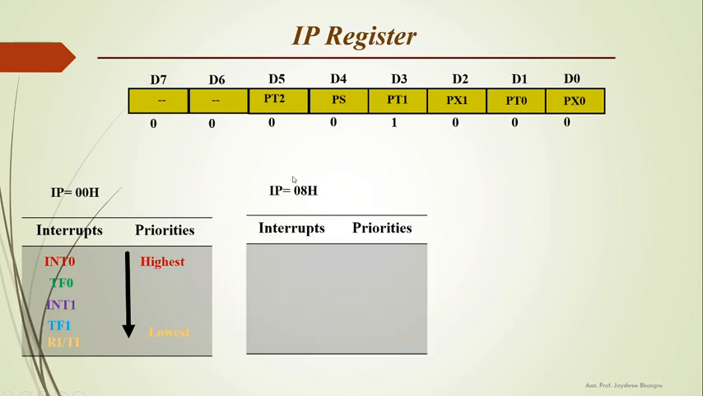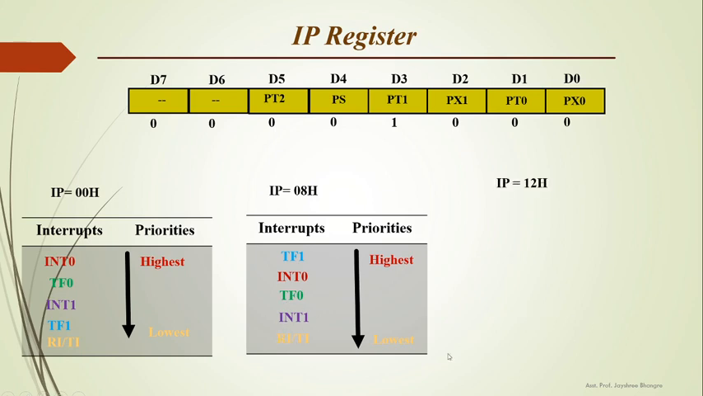suppose here we are making this bit D3 equal to 1, that means we are assigning the value 08H to IP register. So we get here the priority, that is for T1, we are assigning the priority to timer 1 as the highest priority. So we get TF1 as the highest priority, then int 0, TF0, int 1 and RI TI.